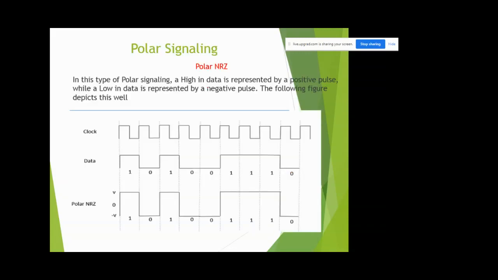Now let's see the polar signaling. As I said, polar signaling means positive and negative, both the polarity we have to use to represent bit 1 and bit 0. Now let's see the first type, polar NRZ. Polar NRZ means both the polarity. This is the clock. In one clock we have to generate one bit. That is a simple, common example.